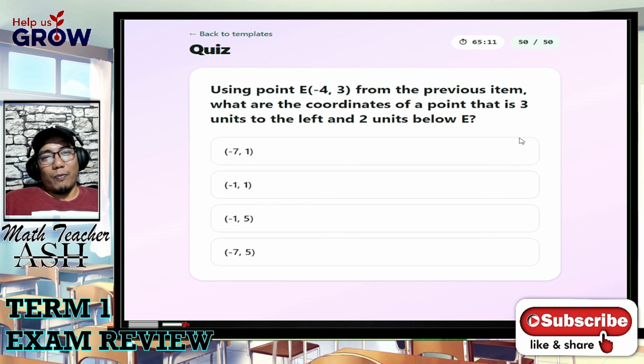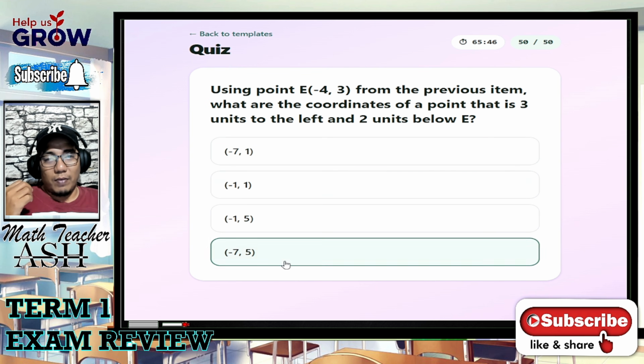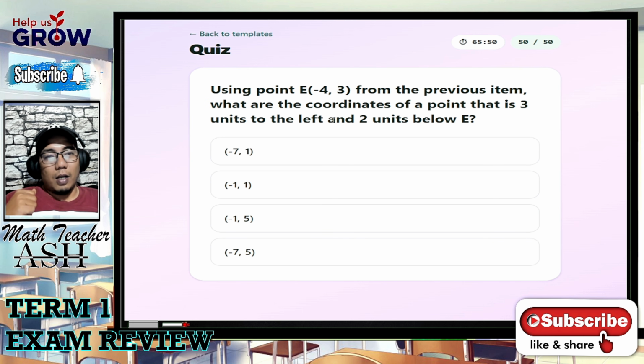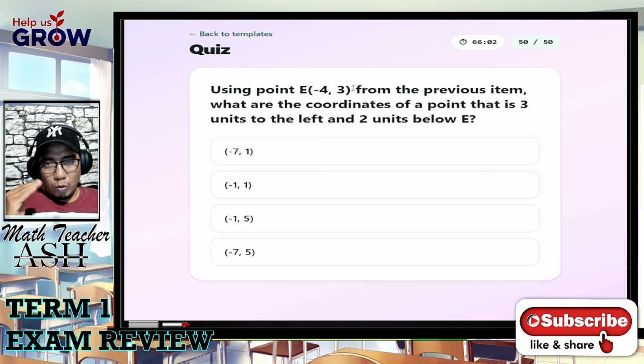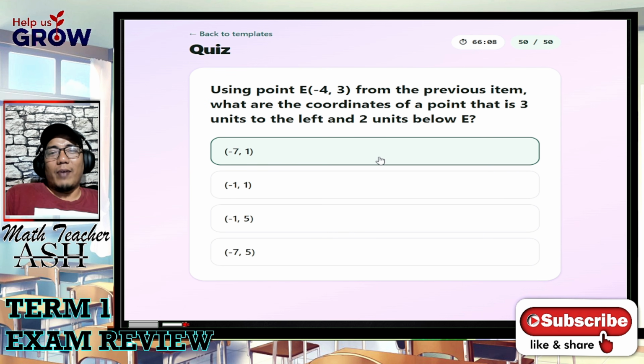Okay, so now let us go first with our original location, that is (negative 4, 3). It says the coordinates of a point that is 3 units to the left. Talking about left, we are considering the x coordinate. Going to the left would be negative. That would be negative 7 because we are going 3 units to the left: negative 5, negative 6, negative 7. So that is negative 7. Then for the second one, 2 units below E. Below is the y coordinate. So we go down 2 units, from 3 to 2, 1. So (negative 7, 1). This will be our final answer.